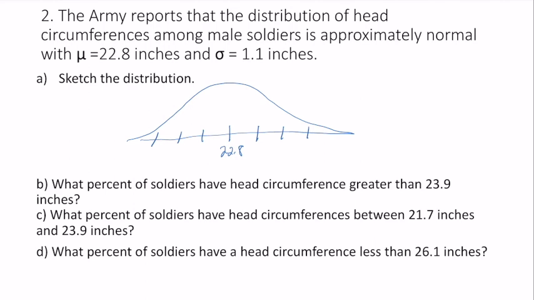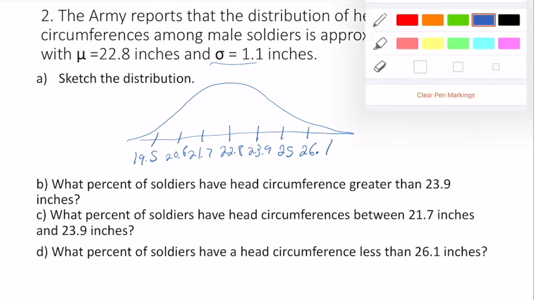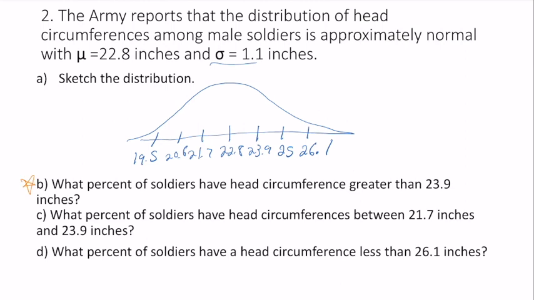Okay, so if I add 1 standard deviation to 22.8, that puts me at 23.9. If I go up 2, that puts me at 25. And if I go up 3, that puts me at 26.1. I'm going to do the same for the negative standard deviations to the left, but I'm subtracting our standard deviation. That puts me at 21.7, 20.6, and 19.5. And I want to figure out what percentage of soldiers have a head circumference greater than 23.9.